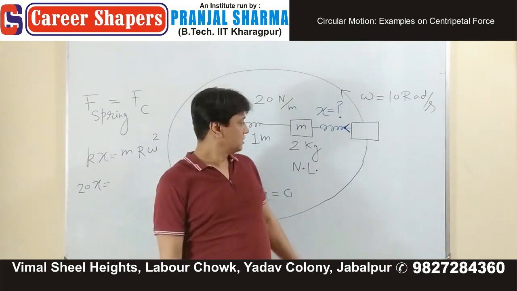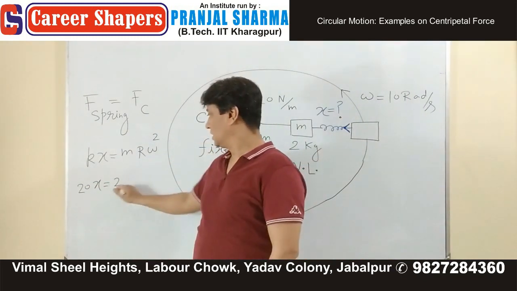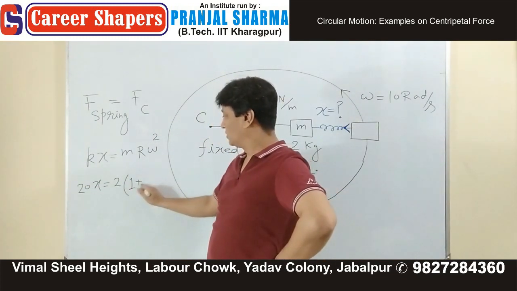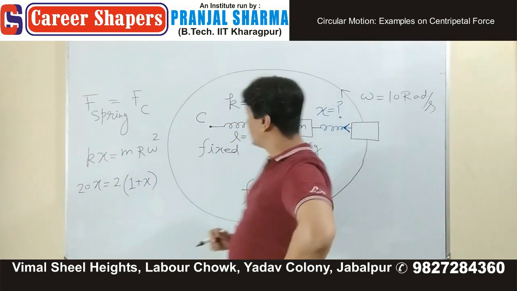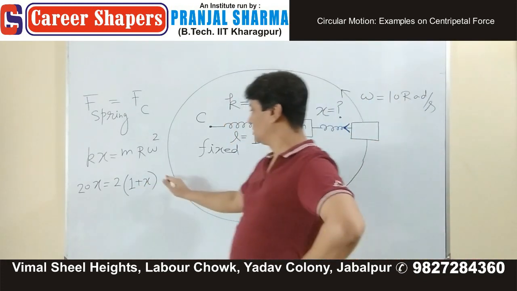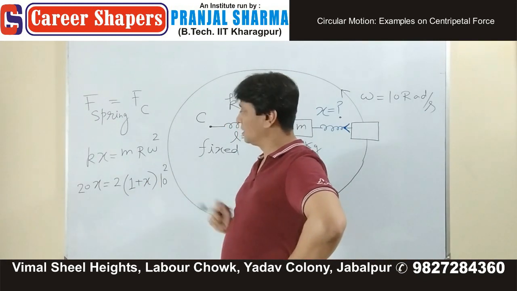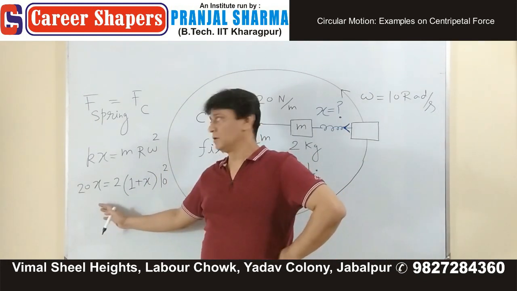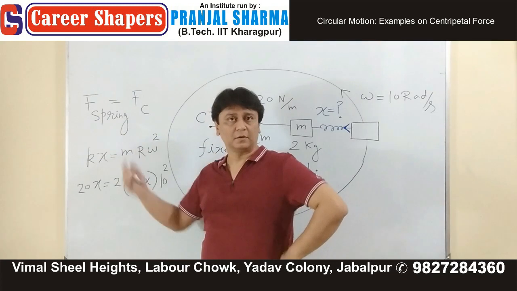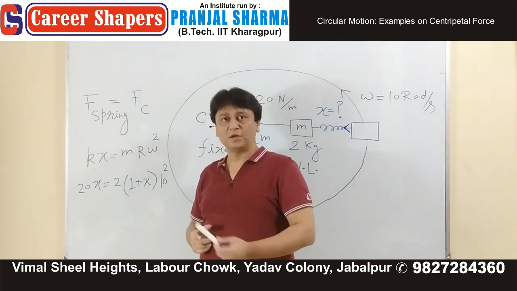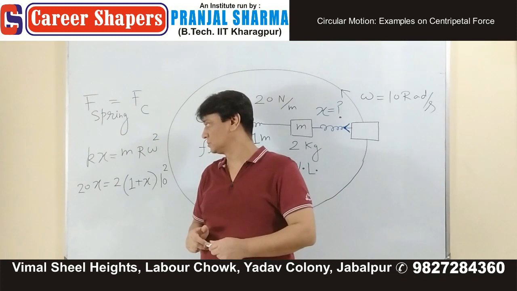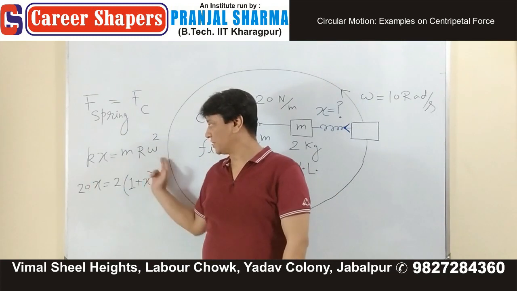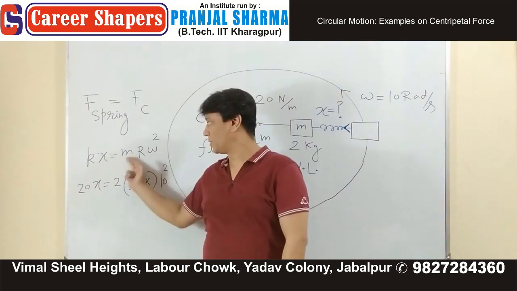Mass is 2 kg. Radius is original length with this much deformation, and your omega is 10 square. Done. Everybody can solve this equation. That's how we answer questions based on centripetal force in uniform circular motion. Spring force is giving us this thing, m r omega square.